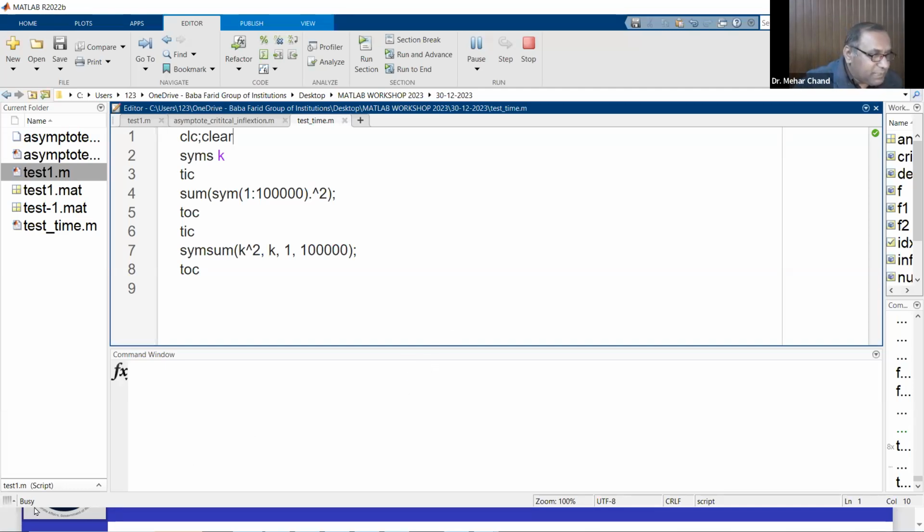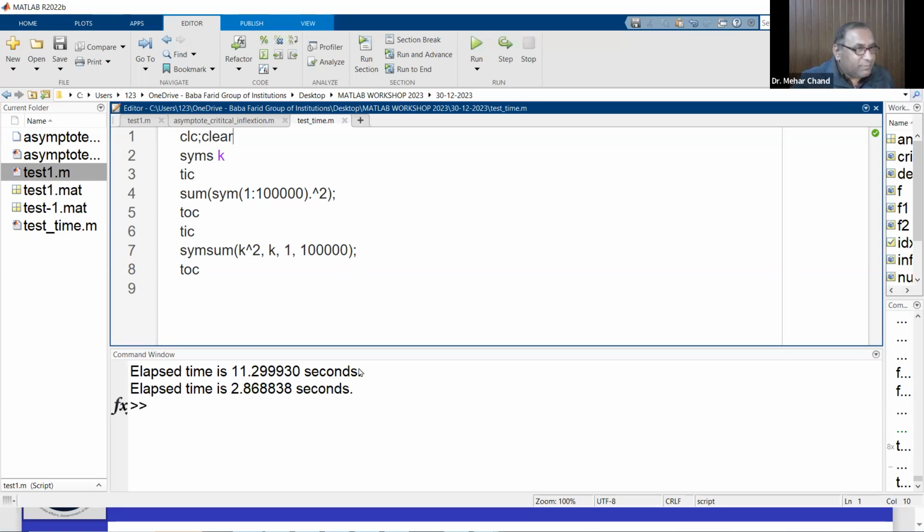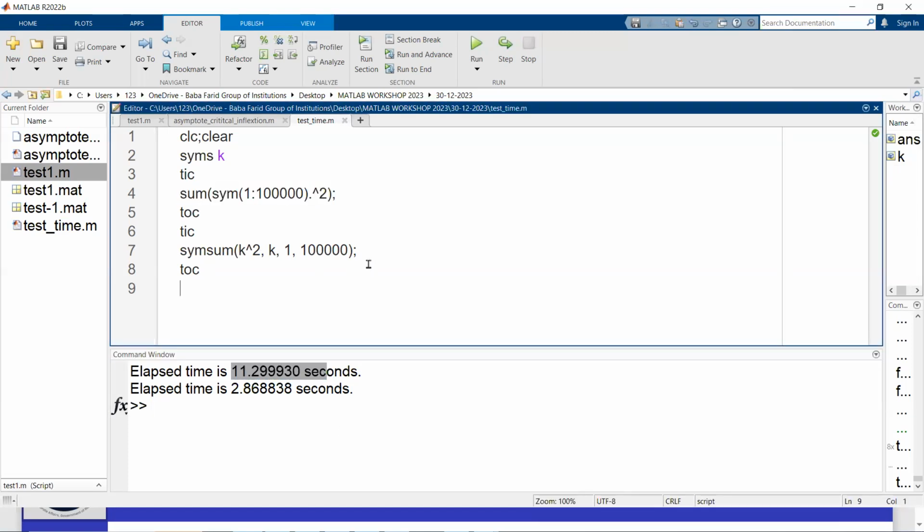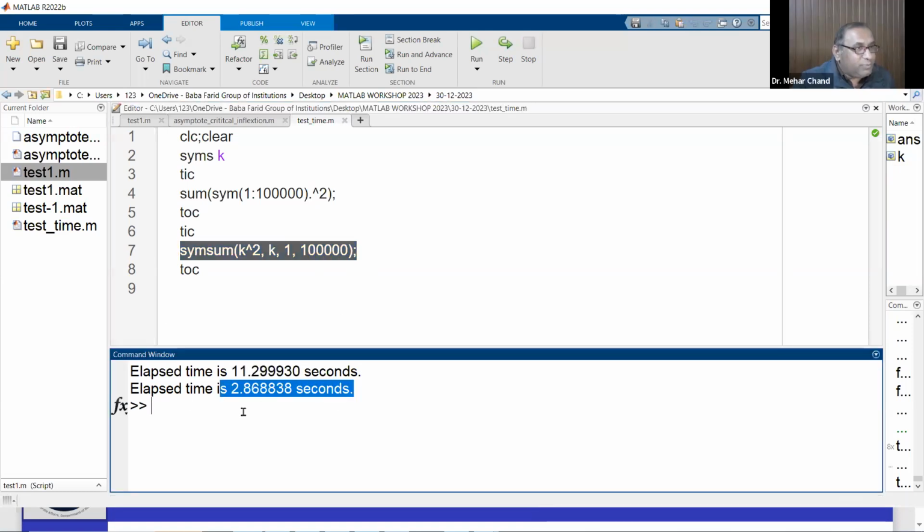You can see MATLAB is busy. MATLAB is calculating the values because the range is very large. Yes, you can see this method is taking this much time. And the second one, by using the Simpson function, is taking less time, only 2.868838 seconds. Here it is 11 point something seconds.